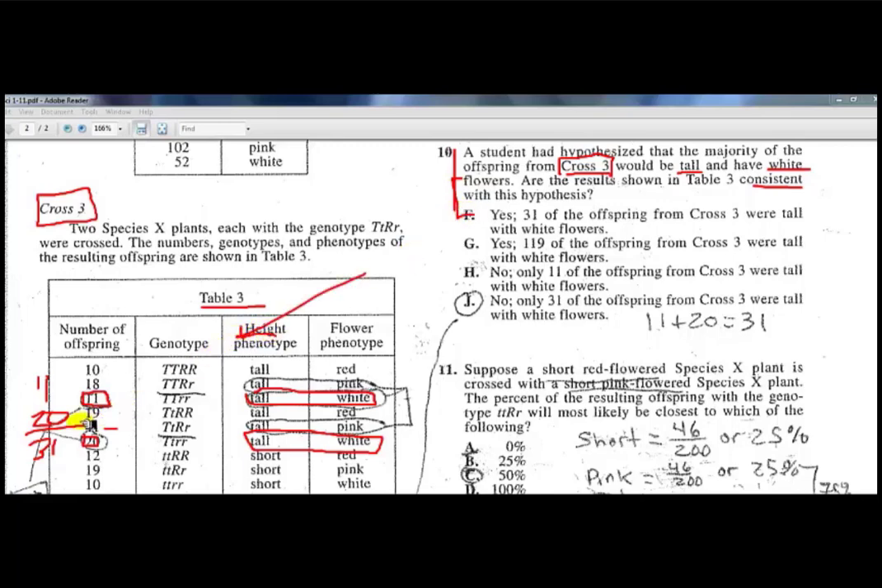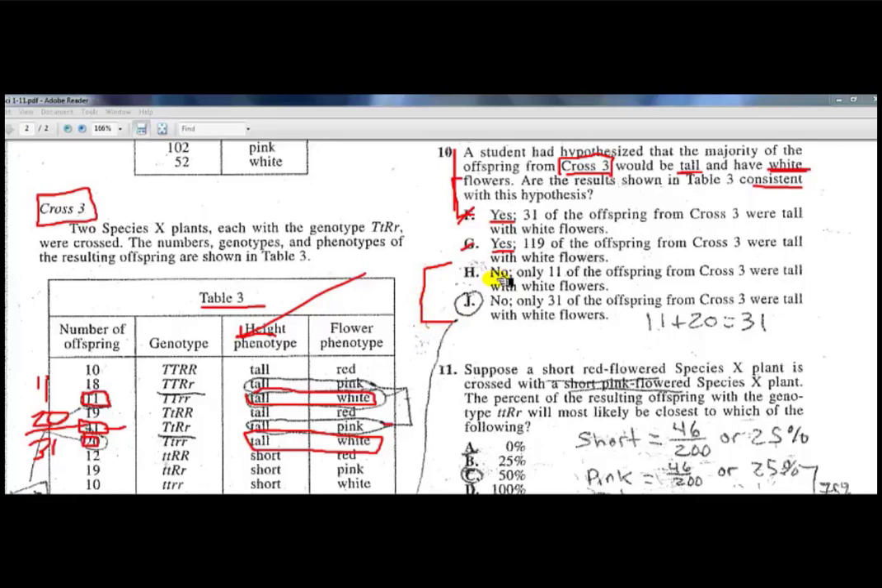The answer is no, because 41 is the dominant one, which is tall pink. 41 of the offspring were tall pink. Here, this student said the majority of them would be white with tall. That's not true, because we saw 41 over here, tall pink. So the answer is going to be no. We can go ahead and cross out answer choice F because it says yes, answer choice G because it says yes. Answer choice H and J are closer. Let's go ahead and check them.